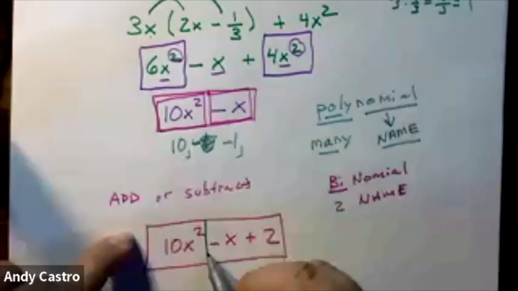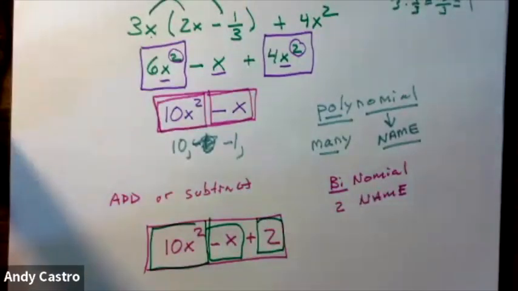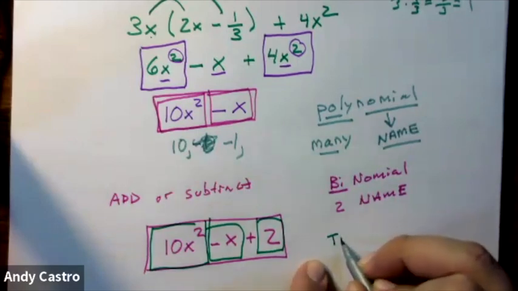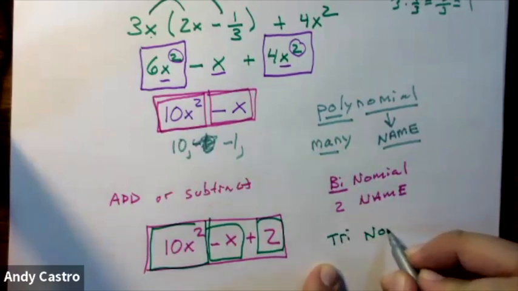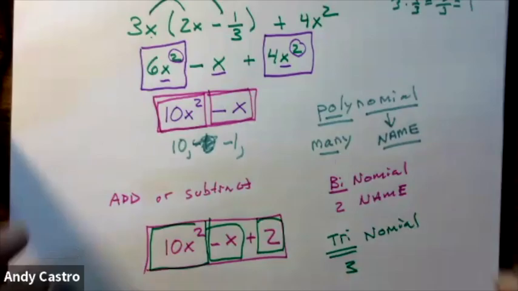There are 3 terms. Here's the first term, here's the second term, here's the third term. Okay, there are 3 terms. So this one is called a trinomial, tri meaning 3.